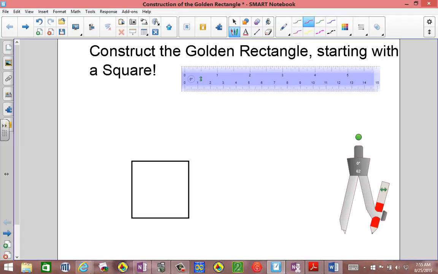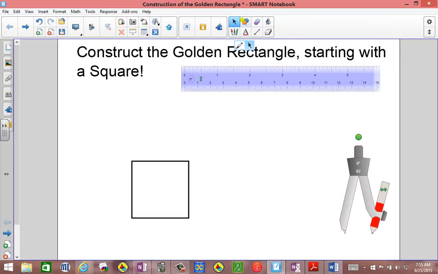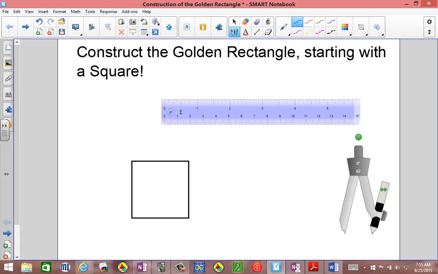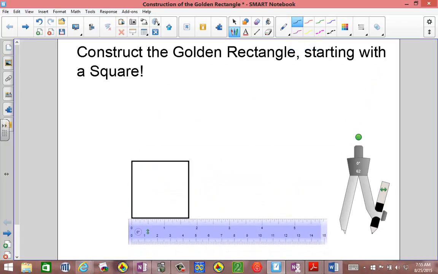Getting used to this here. So we're going to start off with a square. The first thing we're going to do is extend the side here, because we have to form a rectangle when we're done. So when you start off this construction, just go ahead and extend the side. Let's see if I can do this here. Got to figure out how to do it. So I want black here.